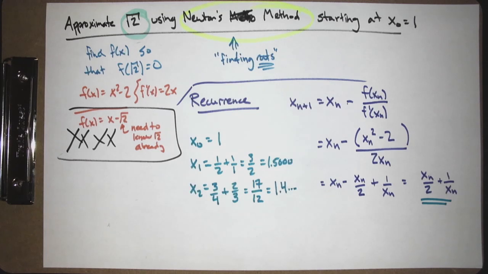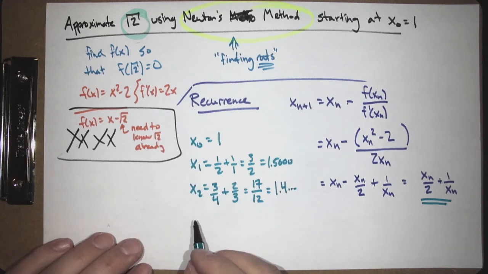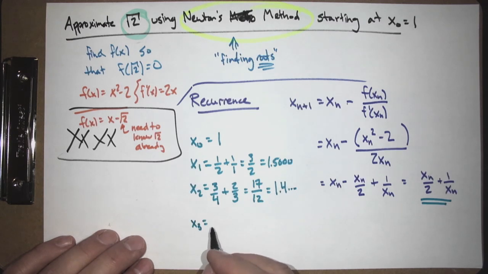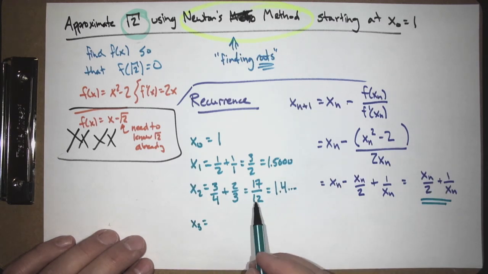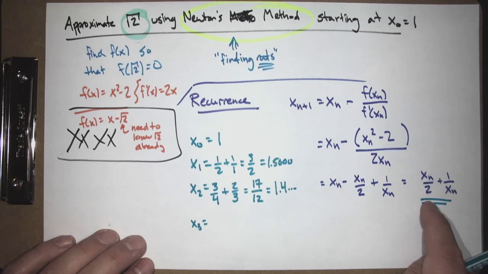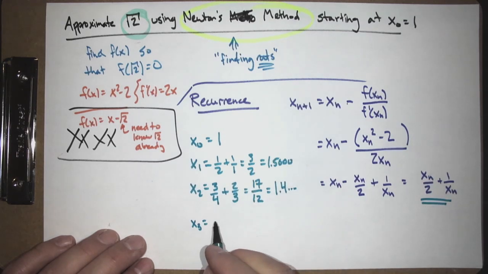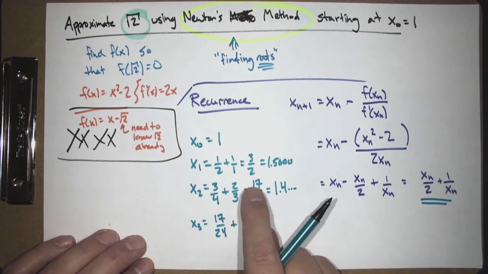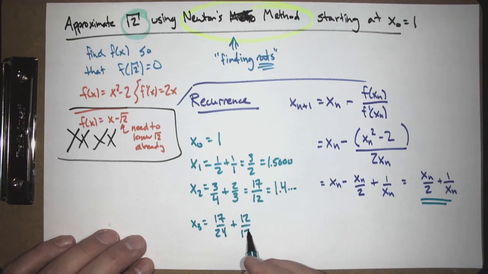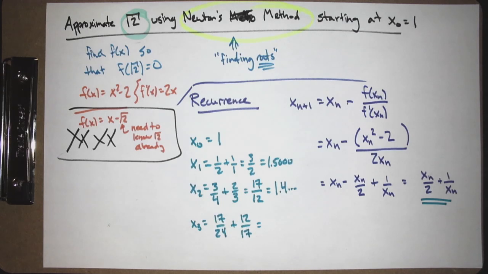Let's do one more. What's x3? Okay, 1/2 xn. So in other words, I'm plugging in x2. 1/2 of 17 over 12, 17 over 24, plus 1 over that, 12 over 17. Well, okay, that's 17 times 17. Why did I think this was going to be fun? Okay, so that's 170 plus 70 plus 49. That's 289.